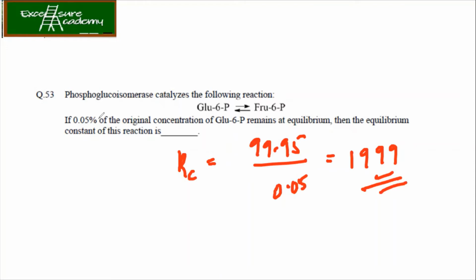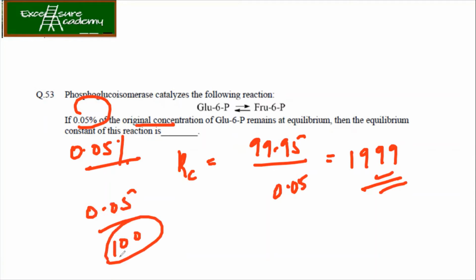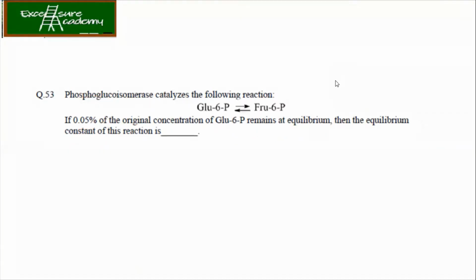Since it is given here that the original concentration is 0.05%, this can also be written like this. We have assumed that 100 molecules are there and accordingly we have calculated. Even if you take other values, calculate 0.05% of that original population and then you can calculate. Again and again, you are going to get the same value only. Okay, so moving on to the next question.